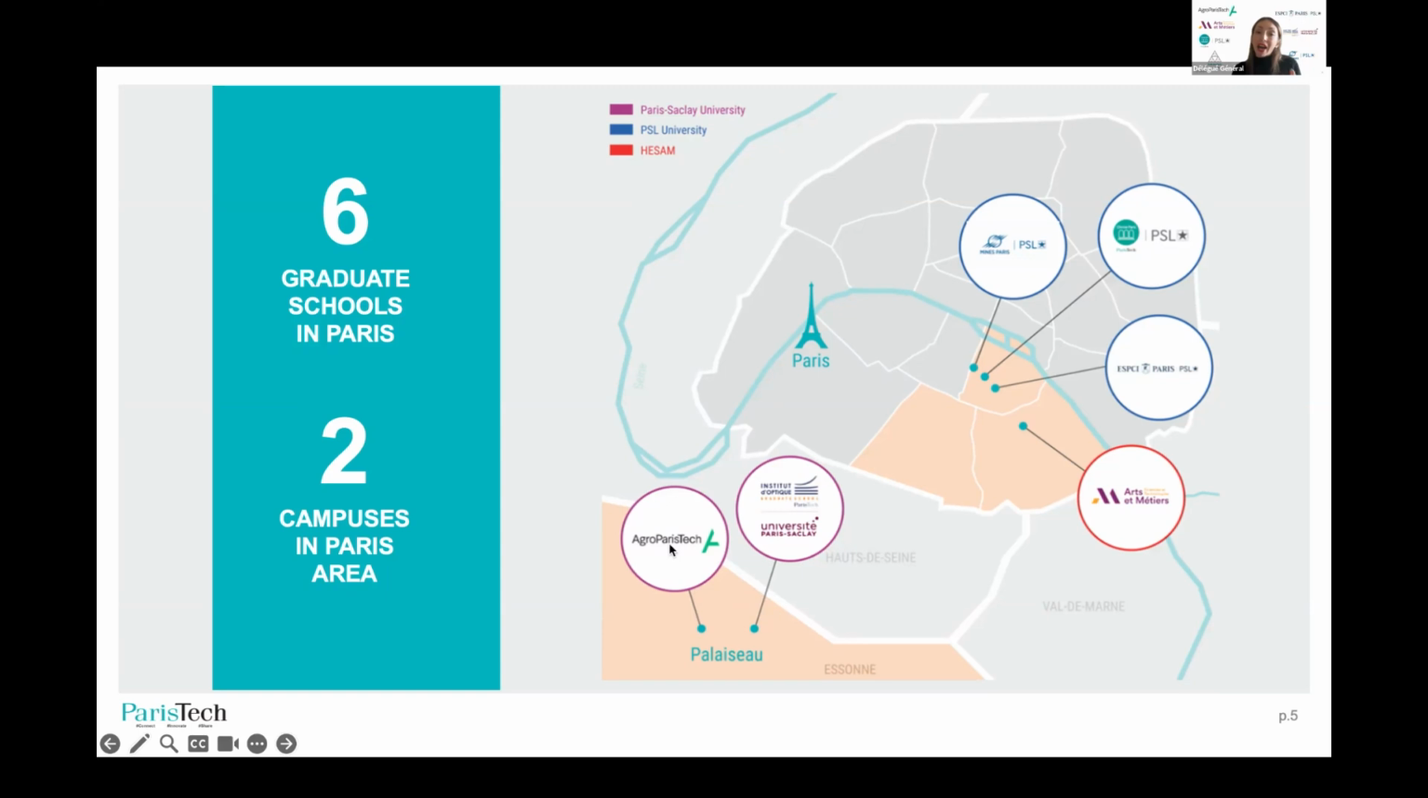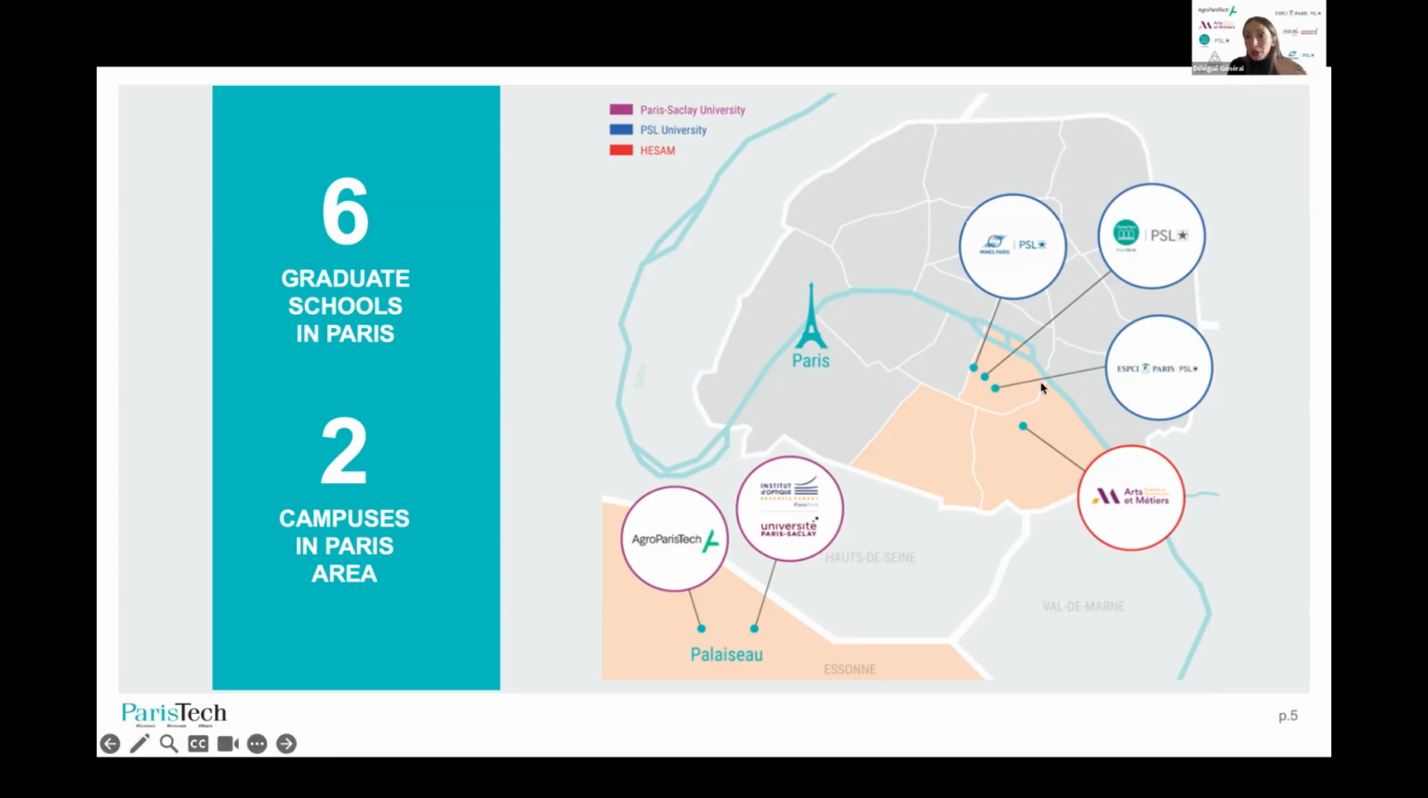And we have Agro ParisTech and l'Institut d'Optique, and those 2 schools belong to the University Paris-Saclay. This is one of the most competitive universities that we have in France, and it's next to Paris, very close to Paris. But for the other schools of our network, it's directly in the center of Paris, basically.